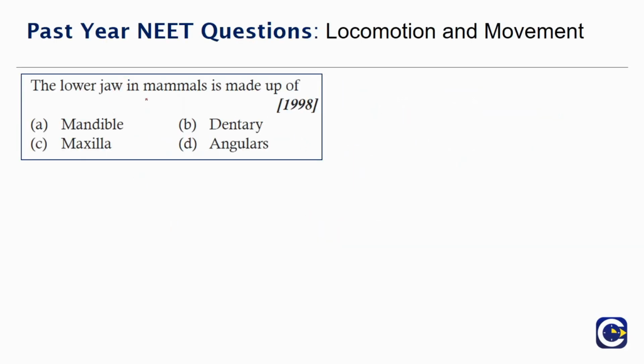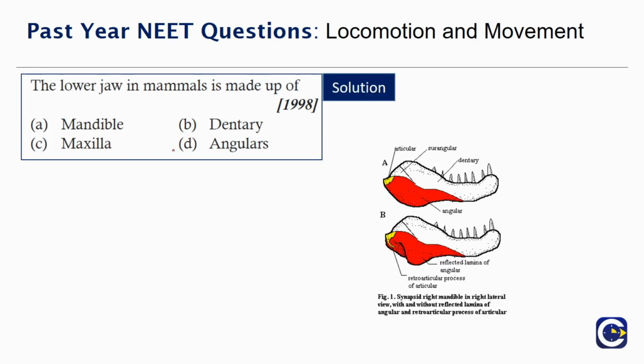The lower jaw in mammals is made up of mandible, dentary, maxilla, angulars. So let's look at the solution. This is the jaw of lower animals, the amphibians, birds and so on. But here they've asked us about mammals. Maxilla is the upper jaw and mandible is the lower jaw in mammals. But dentary and angulars are not names used much here. So let's look at the explanation given.